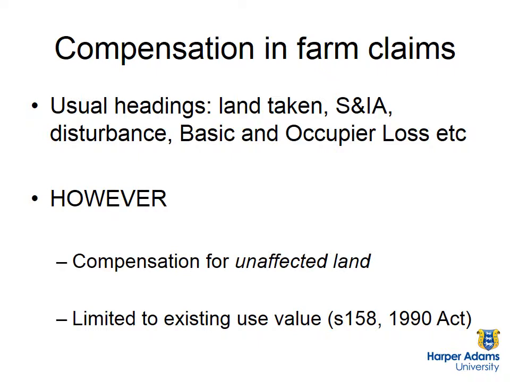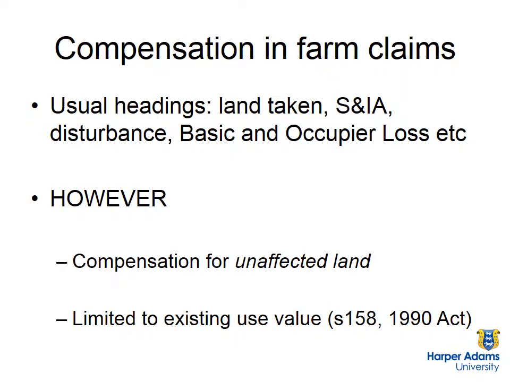However, there's a sting in the tail which might be the final point why you may wish to refrain from serving a blight notice in respect of a farm. Because the compensation for the unaffected land where that is to be acquired under a confirmed blight notice is limited to its existing use value. In other words, its agricultural value, ignoring potential development value, for example. That alone may mean that you won't be very encouraged to serve a blight notice in respect of a farm.